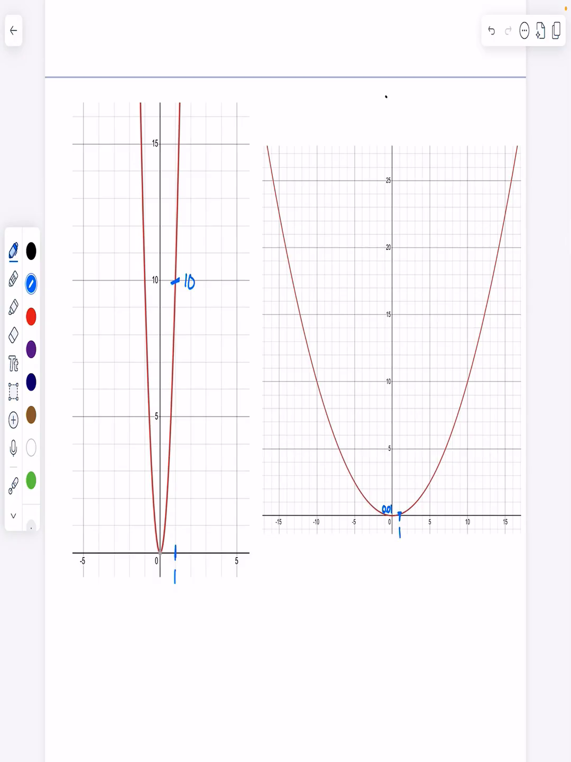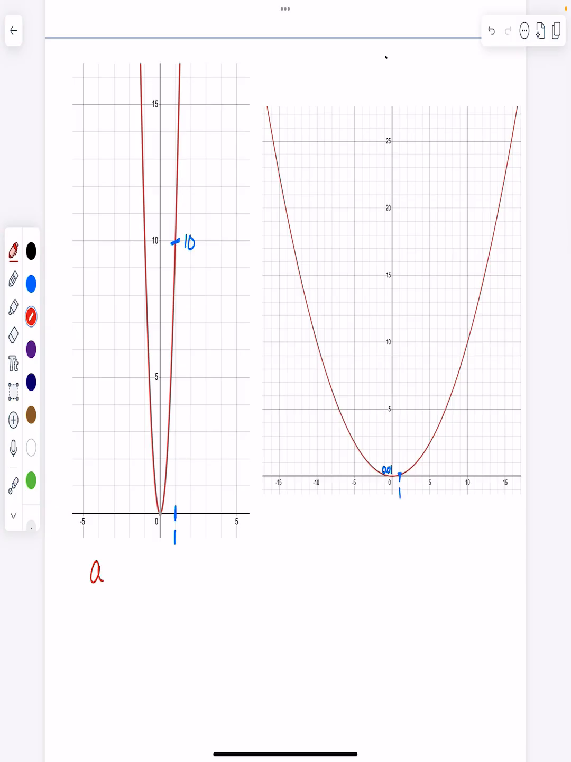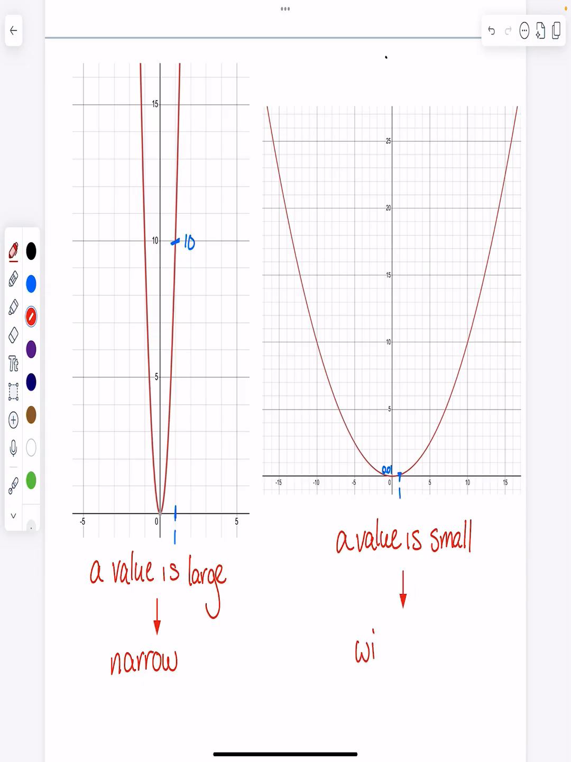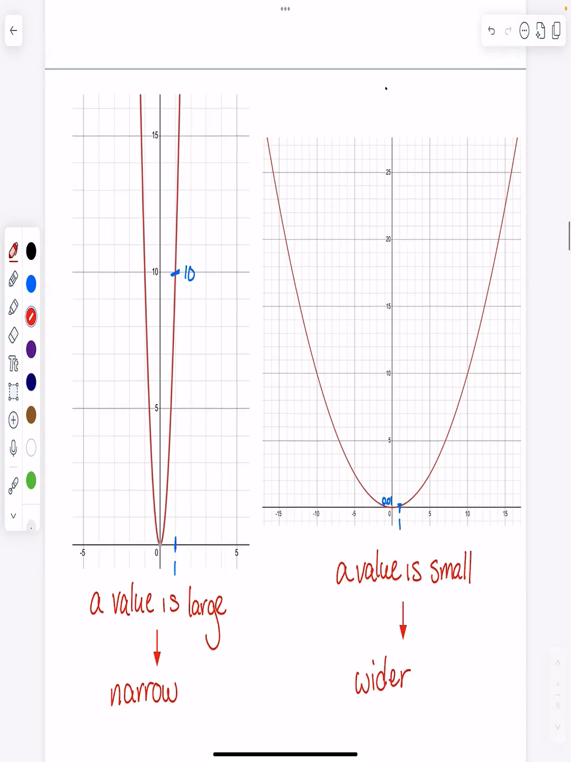If we take a look at this contextually at face value, we can determine that the parabola to the left is increasing at a quicker rate than the one to the right. And if that's the case, this a value is large, which corresponds to a narrow looking graph. And in this case, our a value is small, which corresponds to a wider looking graph.